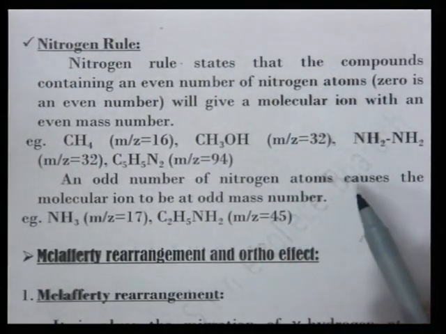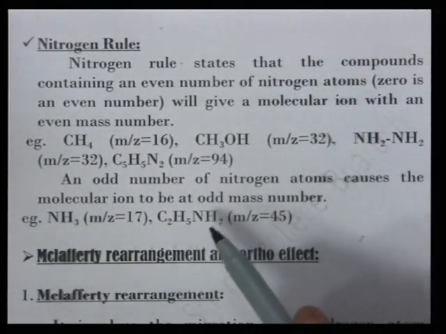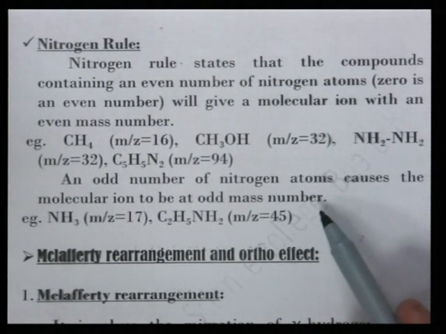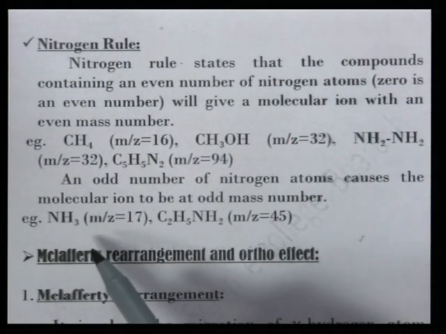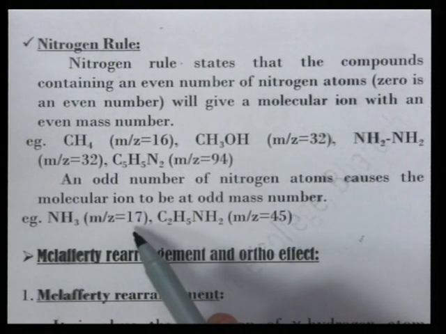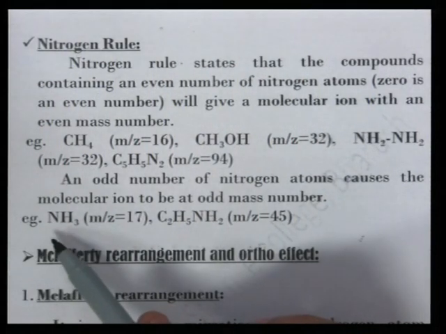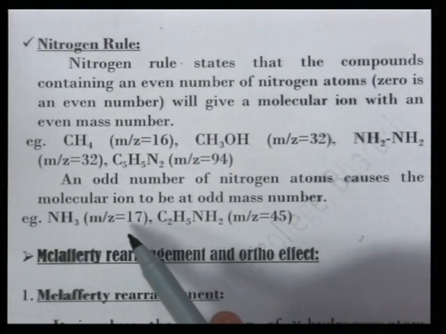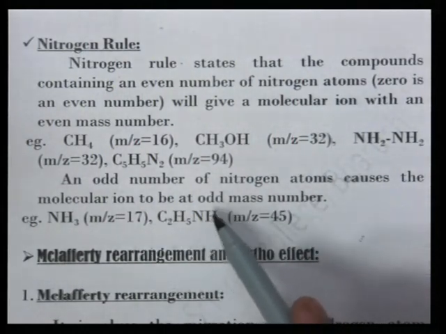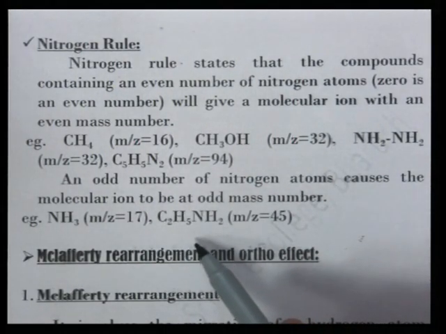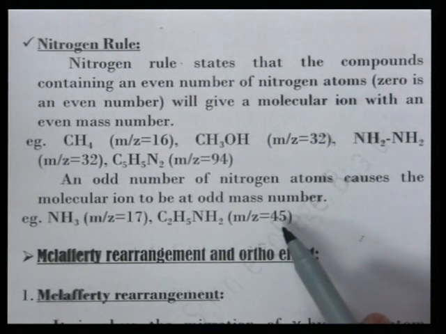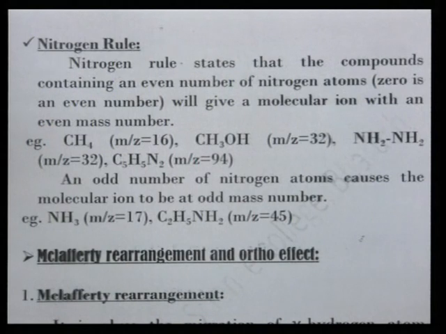An odd number of nitrogen atoms causes the molecular ion to be at an odd mass number. For example, we have seen the fragmentation of the ammonia molecule corresponding to m/z 17, which is an odd number. The ammonia molecule has an odd number of nitrogen atoms, so the molecular mass is odd. Similarly, ethylamine also contains an odd number of nitrogen atoms, so the m/z value is 45, which is odd.